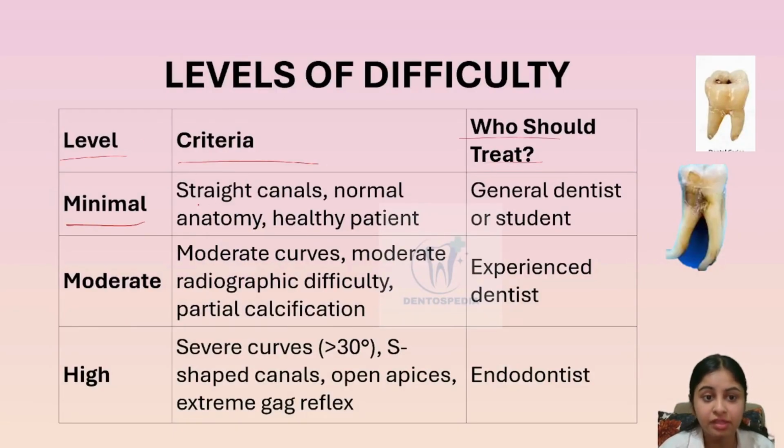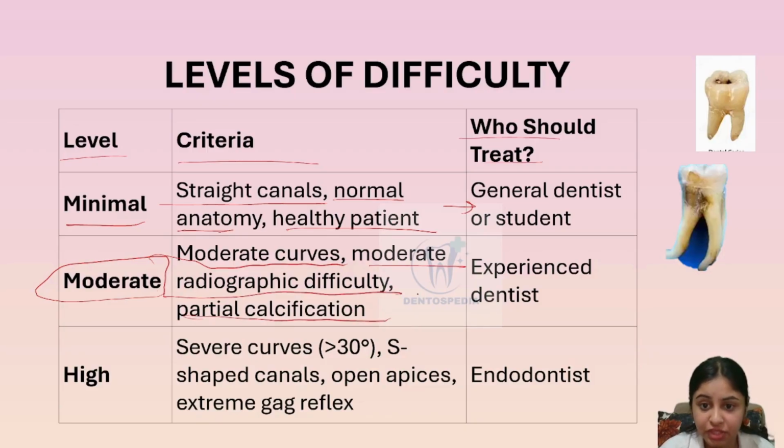First is the minimal level. So it has a straight canal. If the tooth has a straight canal, normal anatomy and the patient is also healthy, then a general dentist or a student can treat it. If the level of difficulty is moderate, if it has moderate curves like this in the picture we can see, or moderate radiographic difficulty or partial calcification, an experienced dentist should treat it.